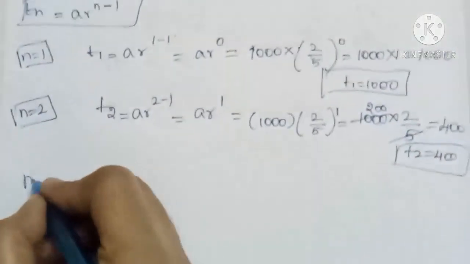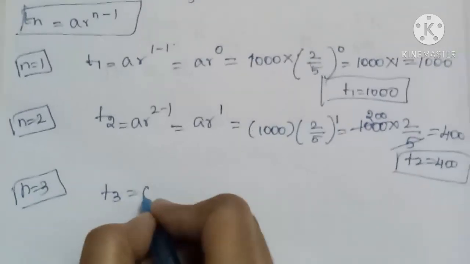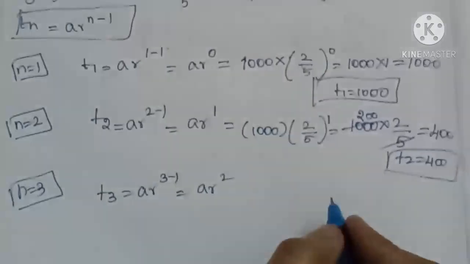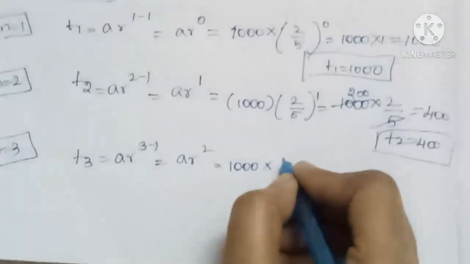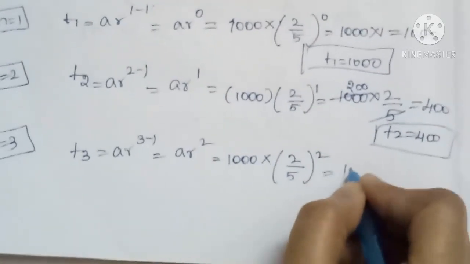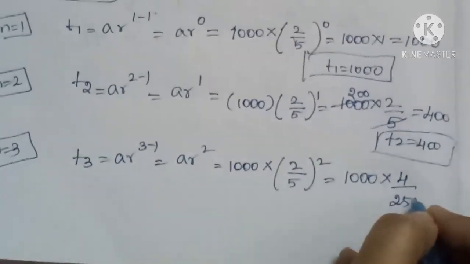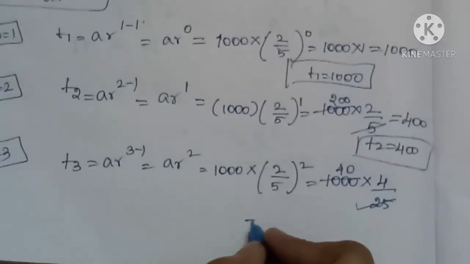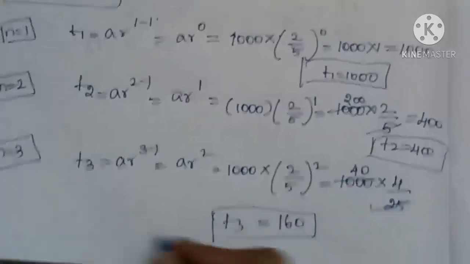Next let us find T3. So the value of n is 3. Then write T3 is equal to AR power 3 minus 1. AR power 3 minus 1 is 2. The value of A is 1000 into the value of R is 2 by 5, the whole power 2. So write 1000 into 2 square is 4, 5 square is 25. Cancel this, 40 times. 4 into 40, 160. So T3 is equal to 160.